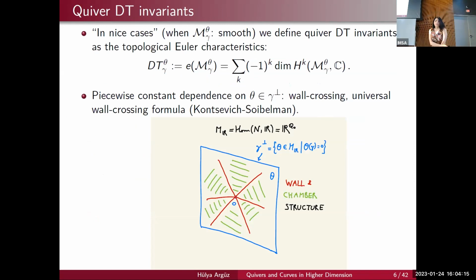In nice cases, in situations when this moduli space is smooth, we will define quiver DT invariants just as the topological Euler characteristics of this moduli space. The most significant property when we talk about quiver DT invariants is that there is a piecewise constant dependence on the stability parameter theta, which means there is a wall and chamber structure in gamma perp. If you vary your stability parameter theta, as long as you are inside one of the green chambers, in this example, your quiver DT invariants will remain constant, and if you cross some wall, they will change by some wall crossing.